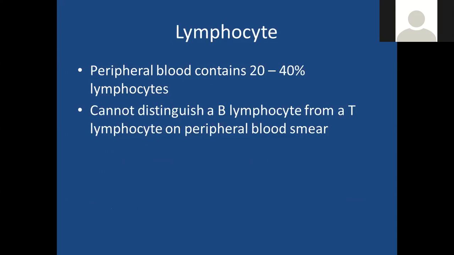All right, so we talked about B lymphocytes and T lymphocytes. B lymphocytes will transform into plasma cells when the lymphocytes are stimulated. We cannot visually detect the difference between B cells and T cells, okay? So they're just lymphocytes. We don't know. There's no way we can visually tell the difference between a B cell and a T cell, all right?